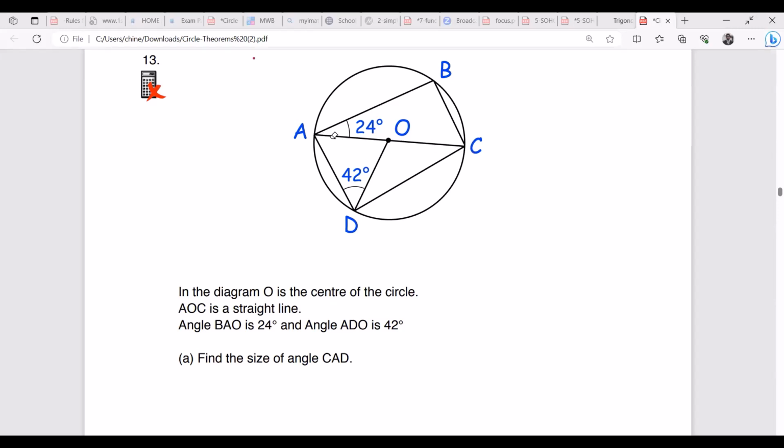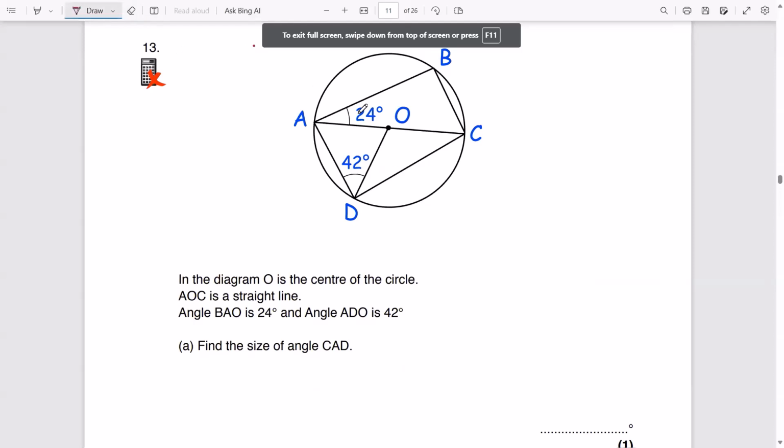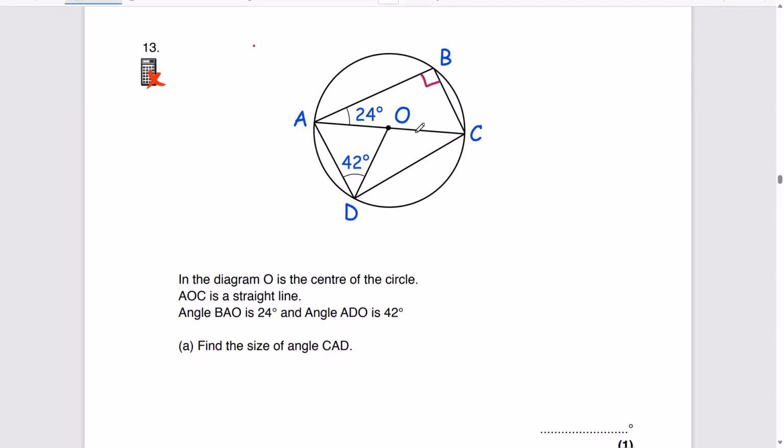CAD. This is the diameter. So we have a semicircle up here and a semicircle also at the bottom. All right. So that means this angle here is 90 degrees. And that means this angle here will also be 90 plus 24. Well, this and this should be 180. So here has to be, I think, 56 degrees.